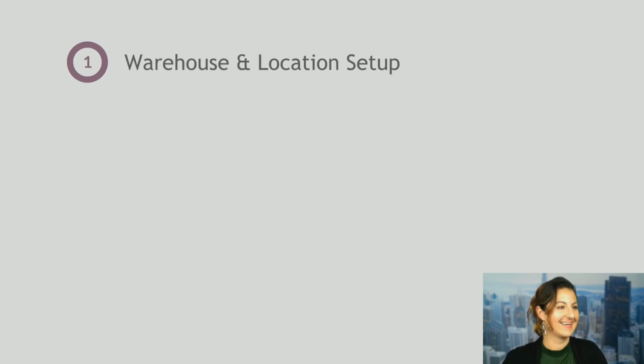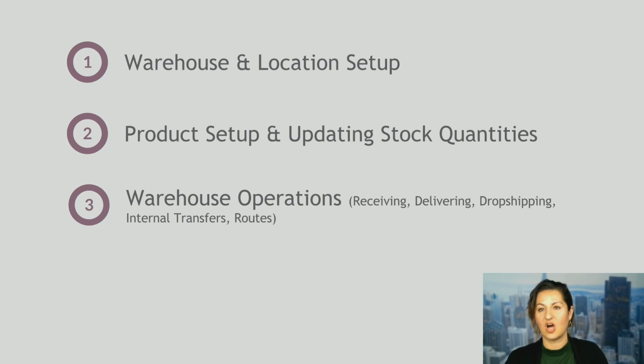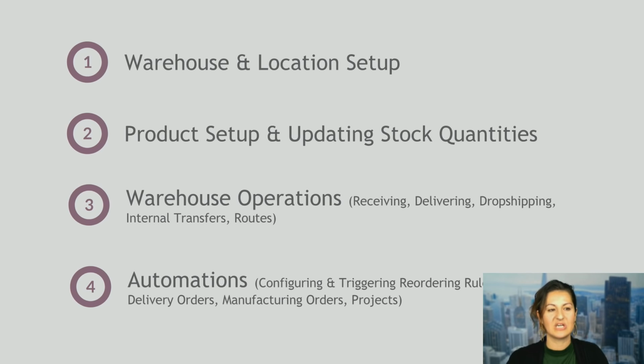Okay, so on the demo, we're going to go over warehouse and location setup, product setup and updating stock quantities, warehouse operations, receiving, delivering, drop shipping, internal transfers and routes. And then lastly, we're going to tie everything together and show how the system can help streamline and trigger automations for reordering rules, purchase orders, delivery orders, manufacturing orders, and projects. And this will really show you how flexible Odoo is as an ERP system.